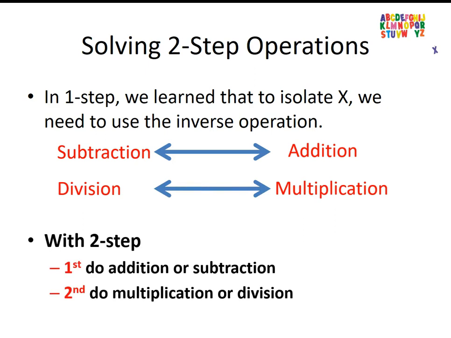The key thing with two-step, just like with order of operations, is order matters. And it's actually the reverse order of operations. If you remember PEMDAS, it's the reverse of that when we're undoing, which makes sense. When you undo, you want to undo it in the other direction. So first, when we're solving two-step equations, we're going to undo addition or subtraction. Then we're going to undo multiplication or division. So notice it's the reverse of PEMDAS.